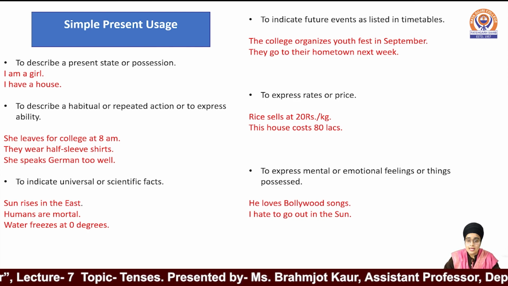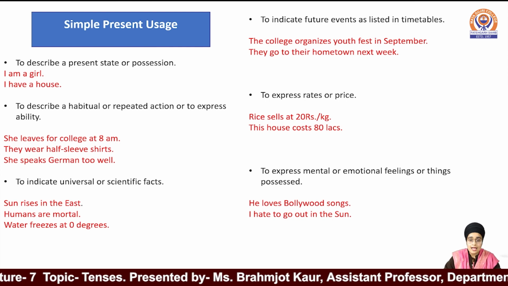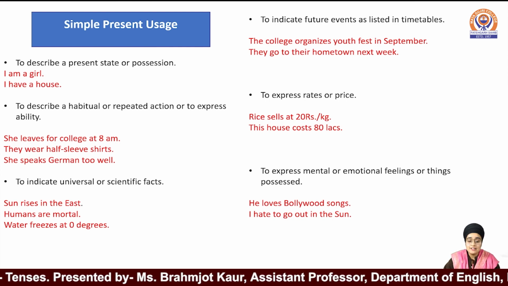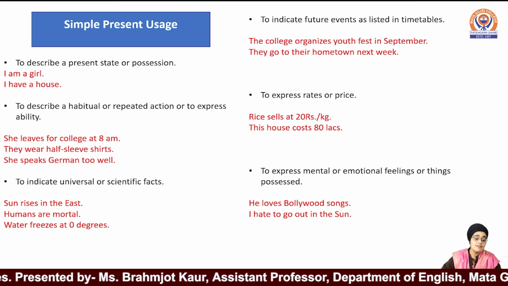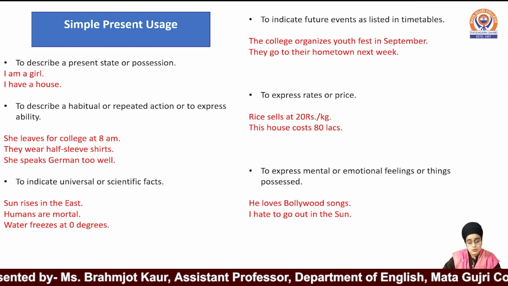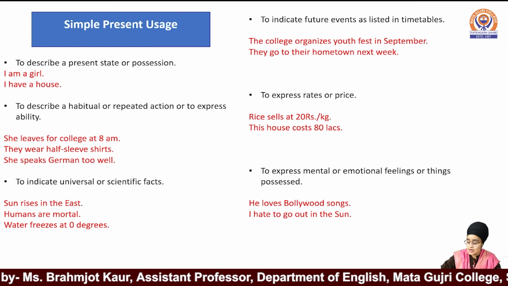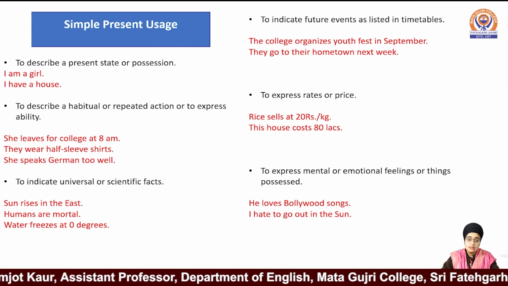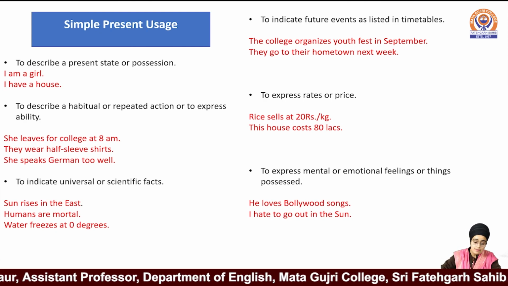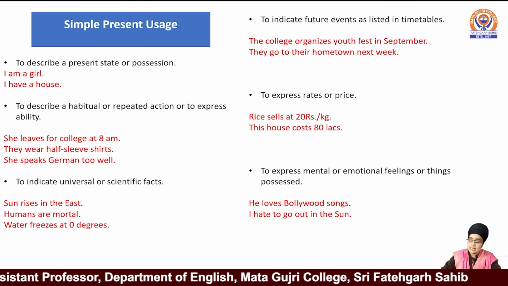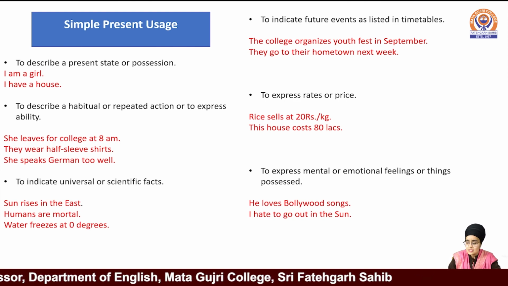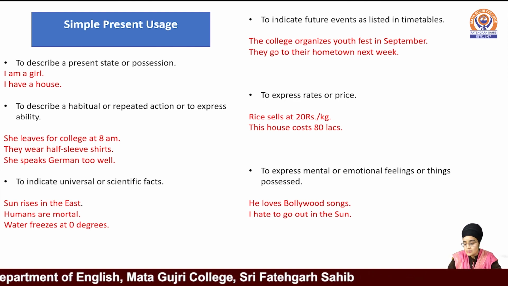So I go to college regularly. I can play the harmonium. She speaks German too well. She leaves for college at 8 a.m. They wear half sleeves shirts. So all of these are sentences which describe some habitual repeated action or an ability. Third instance, we use the simple present tense when we want to indicate some universal fact, some scientific fact, something which is unalterable, something which will remain the same.